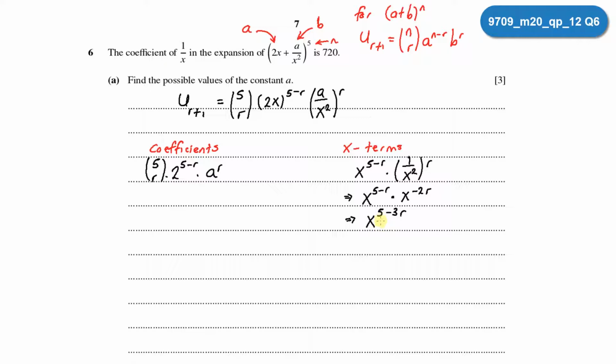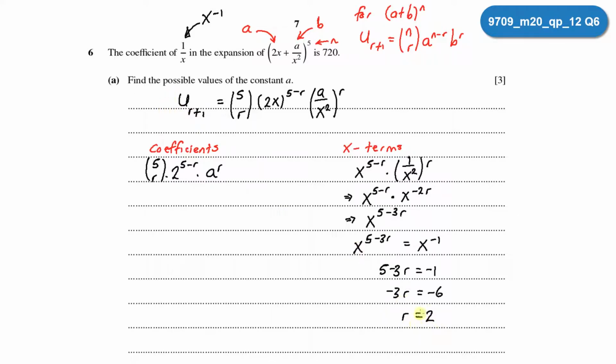But here the term of concern is the term in 1 over x. And 1 over x is actually x to the power of minus 1. So we can say we want the term where the general term is x to the power minus 1. And here we can equate the powers. So 5 minus 3r is equal to minus 1. So minus 3r is equal to minus 6. So r comes out, by dividing both sides by minus 3, as 2. So the term here that we want is r being equal to 2.